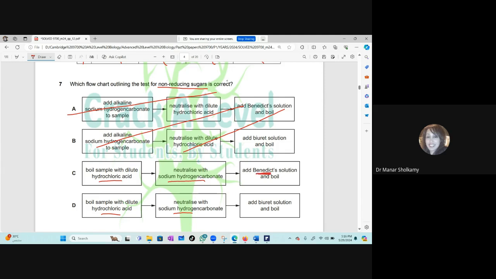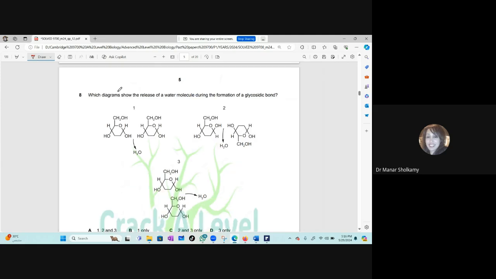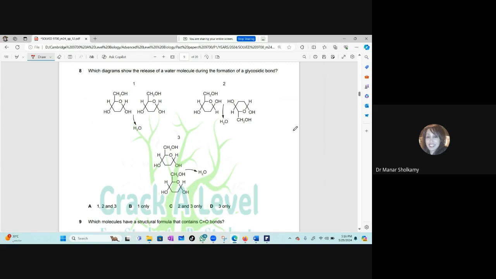Either we add Benedict and boil, or we add burette and boil. Benedict. What's the test for non-reducible? Easy. This is easy. 7C. 8. Okay. Which diagrams show the release of a water molecule during the formation of a glycosidic bond?